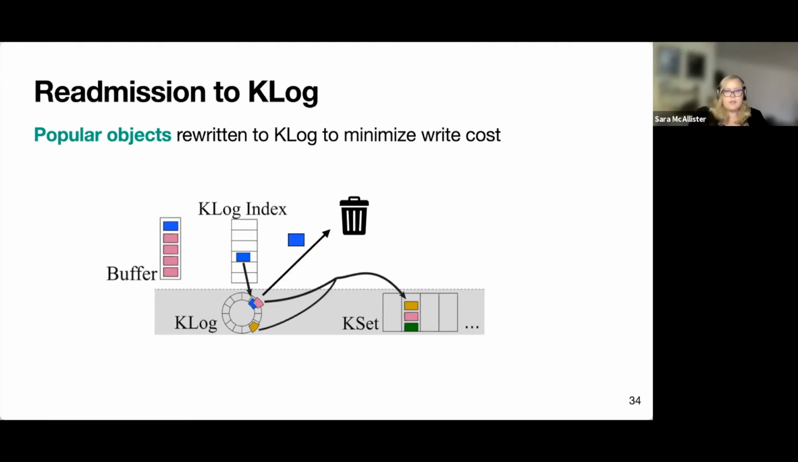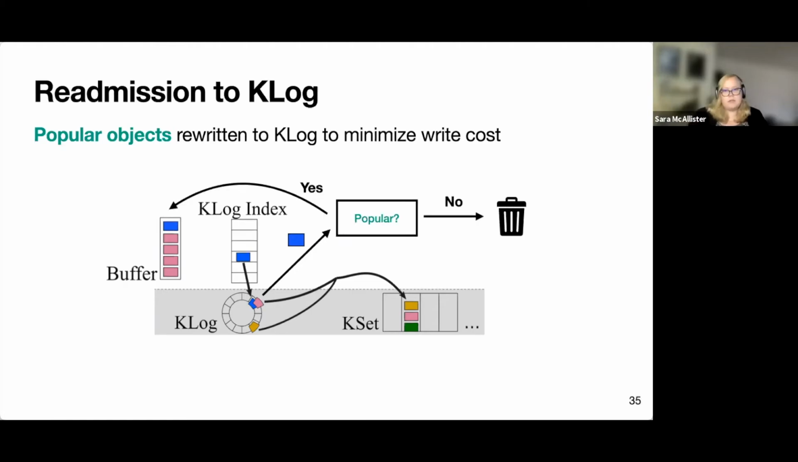And so here we can see that we have this blue object, and there's a chance that it's a really popular object that we're throwing away that would get requested again and cause us misses. So instead of just throwing it away, we're going to ask a question of whether it's popular. And if it's not popular, we're going to do the same thing that we did before and throw it away. But if it is popular, we want to keep it around. However, moving into KSet still has a really large write cost. So instead of doing that, we're going to buffer it back into KLog so that we keep it around and potentially allow it to have more time to find a partner into KSet while not incurring the high write costs that moving it to KSet right now would have.